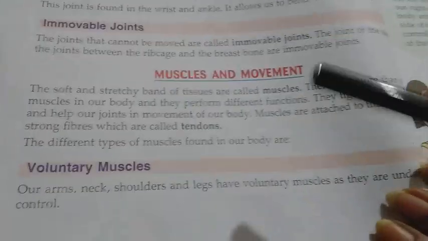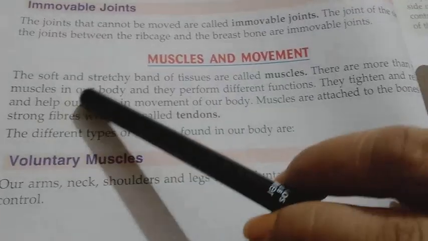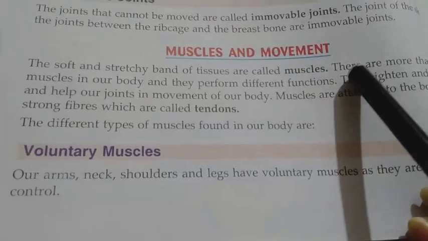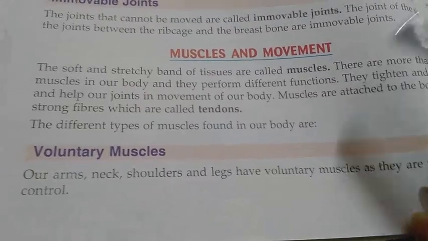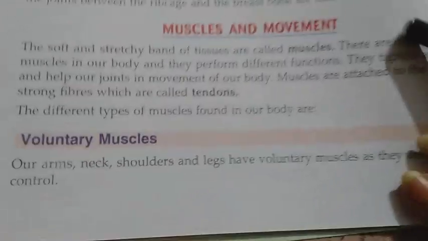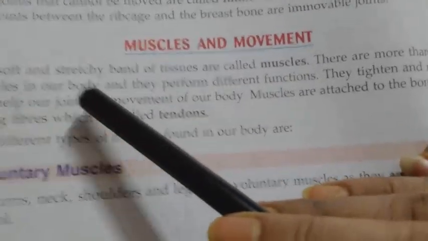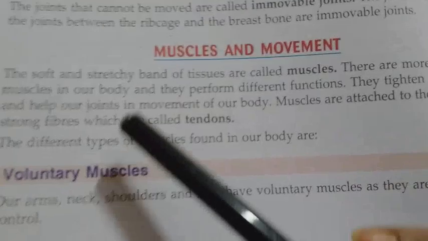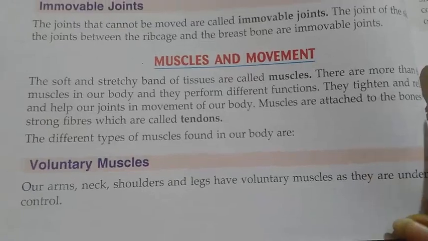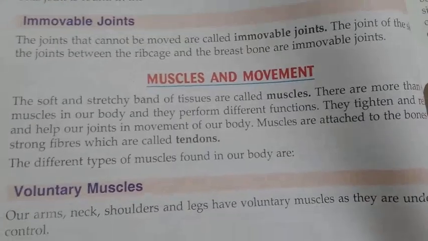Now, I am telling you about the muscles and movement. The soft and stretchy bands of tissue are called muscles. We can move our bones with the help of muscles. Without muscles we can't do that. There are more than 600 muscles in our body. We have 206 bones in our body, as well as 600 muscles, and they perform different functions. They tighten and relax and help our joints in the movement of our body.